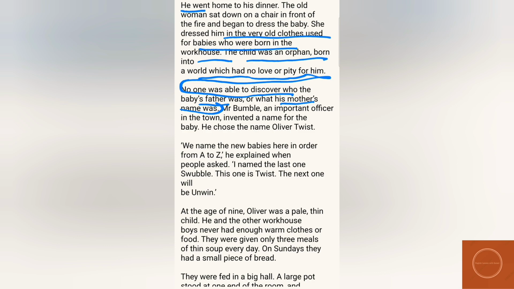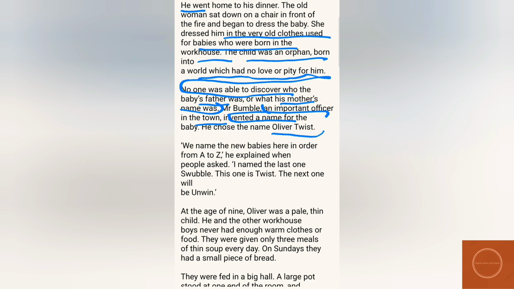That's why Mr. Bumble, an important officer in the town, invented a name for the baby. He chose the name Oliver Twist. Means he invented a name. So who was Mr. Bumble? He was an important officer in the town. He chose the name for the baby and he chose the name Oliver Twist.